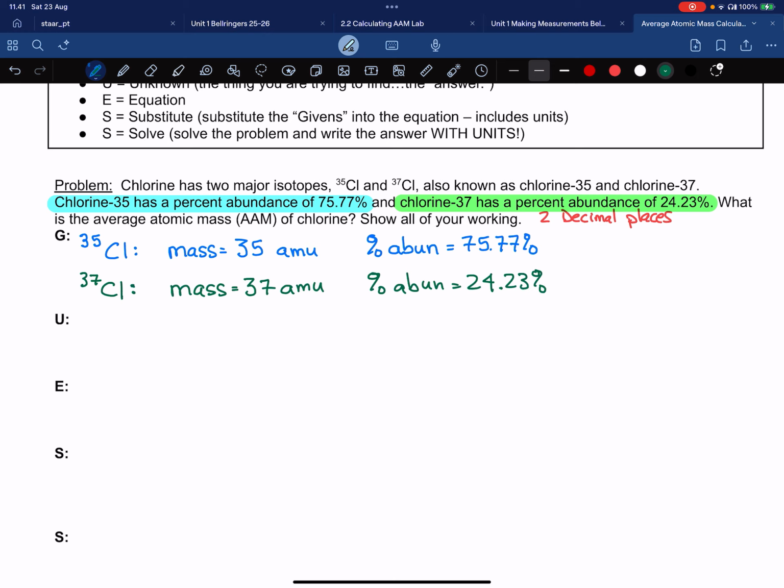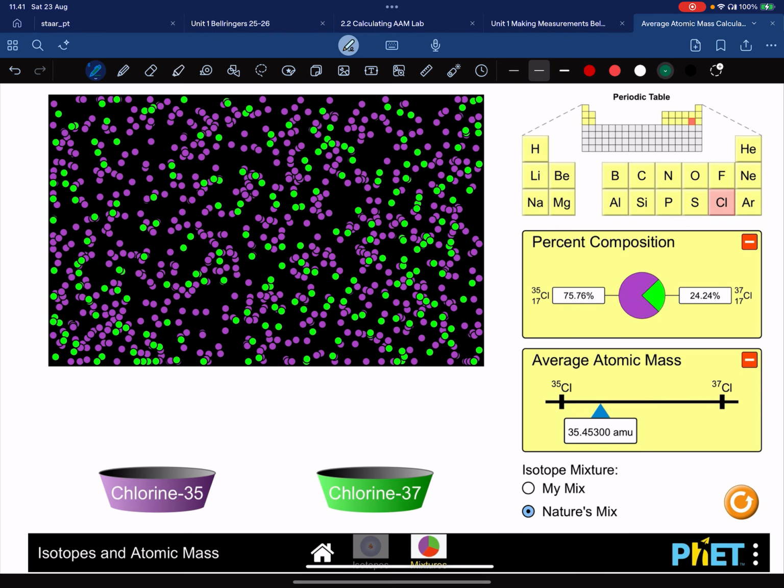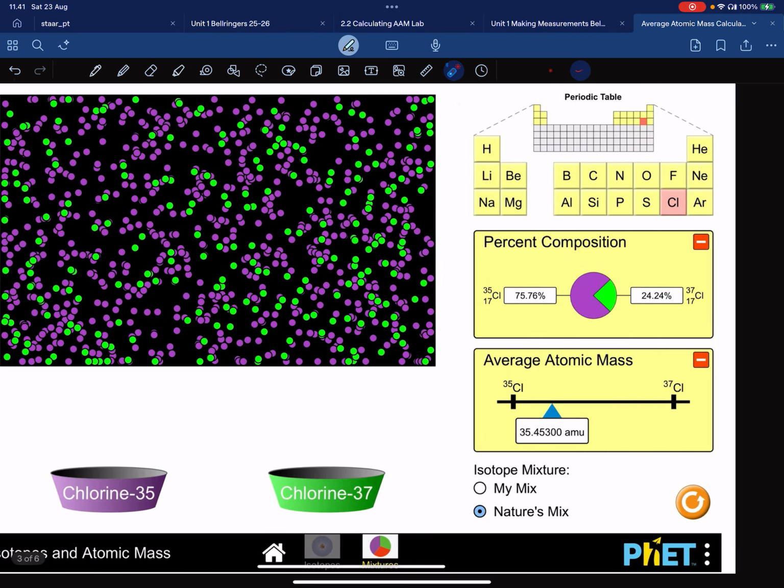So roughly 3/4 of it is chlorine 35, 1/4 is chlorine 37. So you can see that in the PhET simulation. The purple ones are the chlorine 35. That's approximately 75%. The green ones are the chlorine 37. That's approximately 25%. So your average atomic mass is going to be closer to 35 than it is to 37.